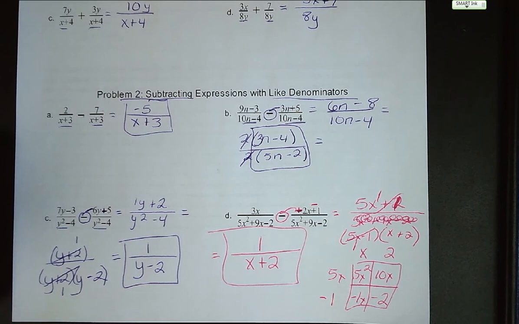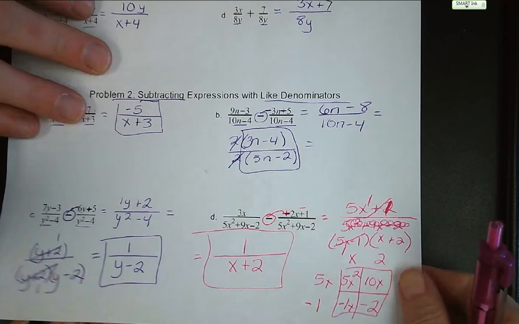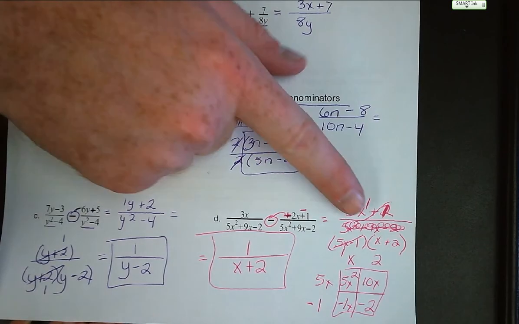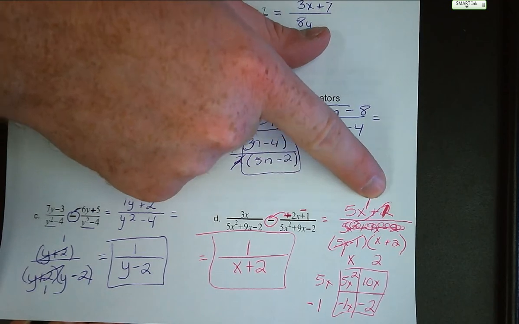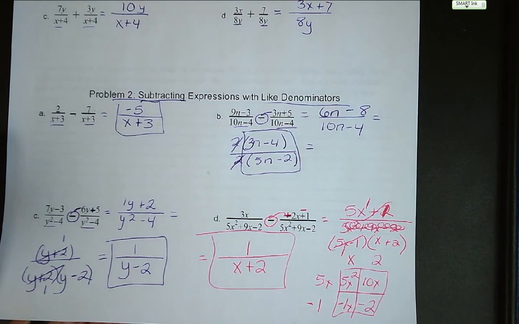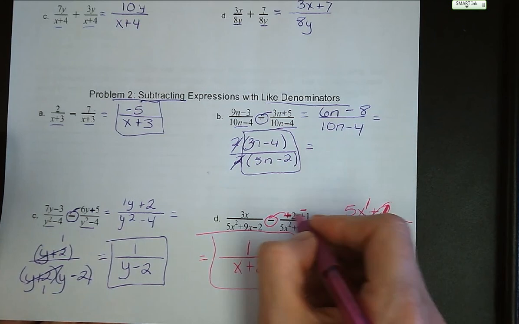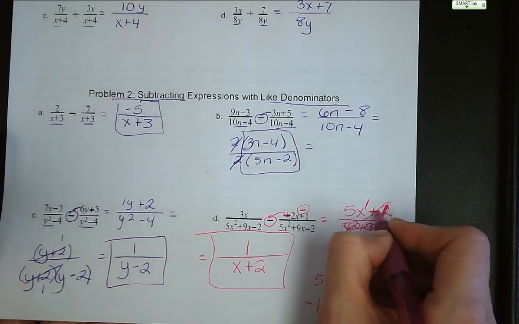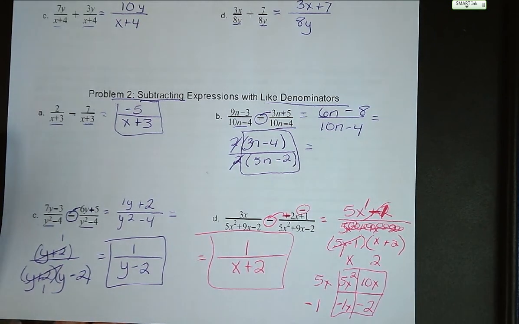All right, now just a quick correction, guys. This should be 5x minus 1, not plus 1. So I put the minus right there, just so they see it, so they don't think we're canceling things that don't cancel.